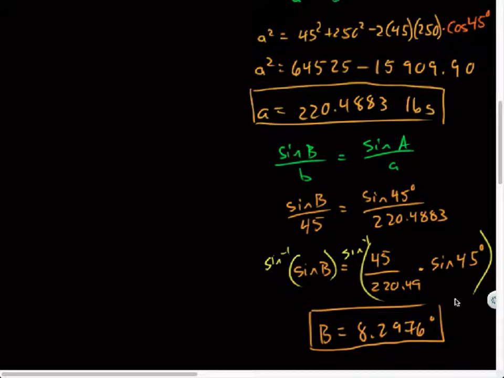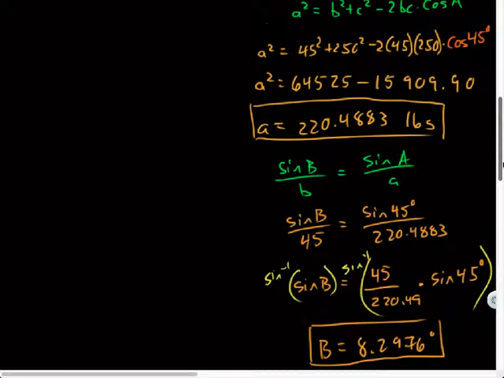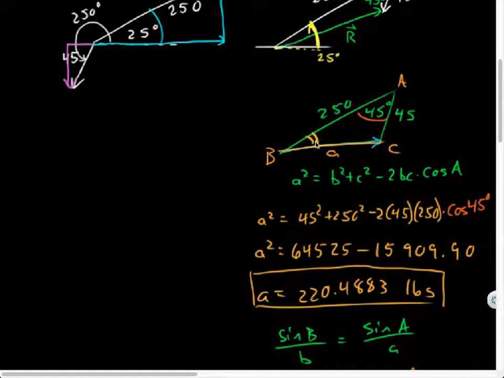So basically, if you don't remember math forward, well, just look this stuff up. Don't worry about it. I'll show you this side by side on this. Now, if this is 8.2976 degrees, what's that? This angle here. What's that?